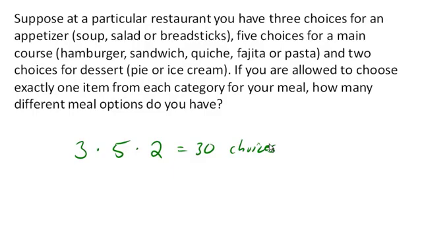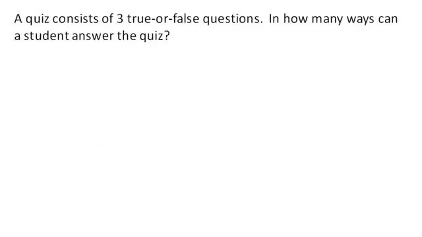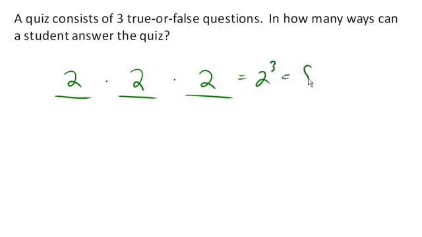Okay, one more. Suppose a quiz consists of 3 true or false questions. How many ways can a student answer this? Well, we have 3 questions. Each of those questions has 2 choices, right? The first question, there are 2 choices. For the second question, there are 2 choices. For the third question, there are 2 choices. And so altogether, there are 2 to the third, or 8 different ways that a student could answer a 3-question true or false quiz.